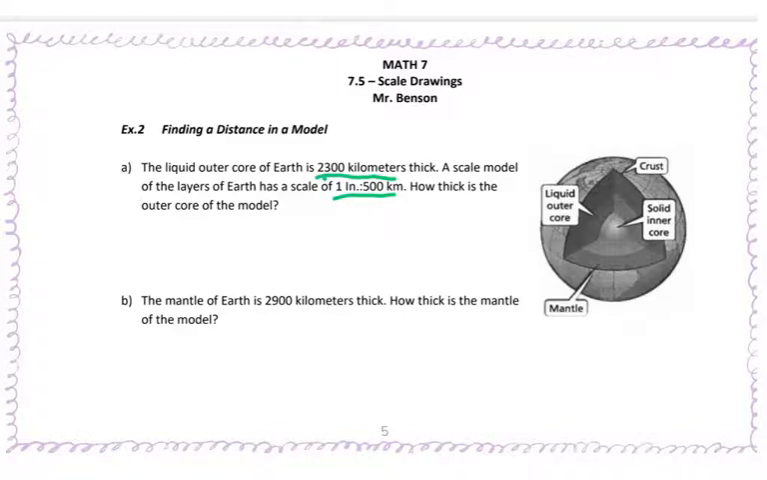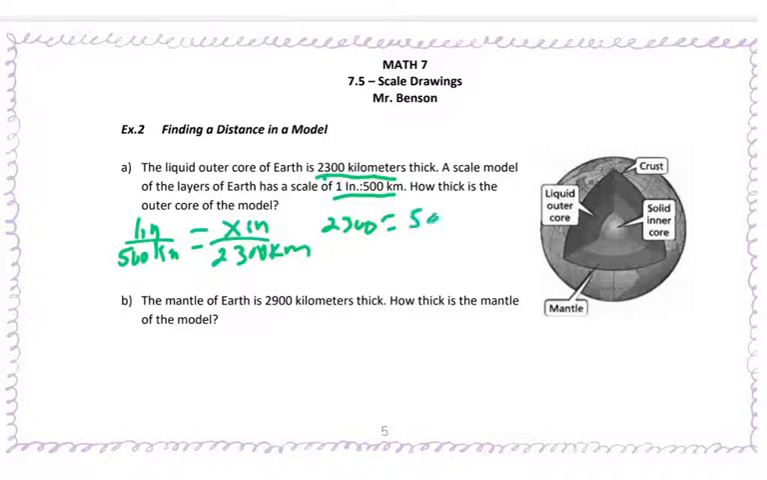So I'm going to set this up as a proportion. Our scale is 1 inch is 500 kilometers. I'm going to set that proportion equal to x inches over 2,300 kilometers. Again, I'm going to cross multiply like we did on that previous slide. So 1 times 2,300 is 2,300. I'm going to set that equal to 500 kilometers times x, which is 500x. To isolate x, we divide by 500 on both sides to get 4 6/10 inches equals x. So it would be 4 6/10 inches.